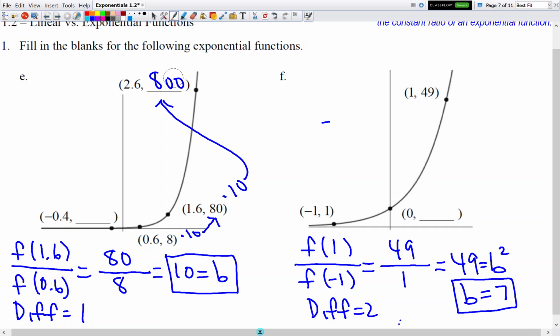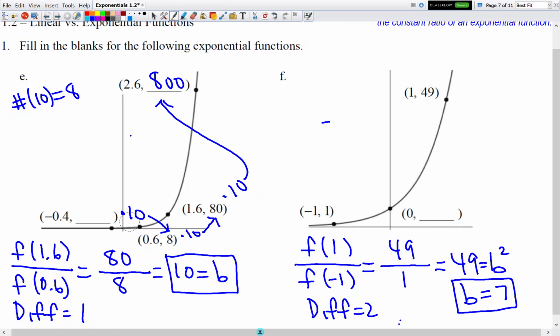Okay, the part that you guys don't like is when I have to go backwards. So we don't know this number right here. But we know that if I multiply by 10, we're going to get 8. So number that we don't know times 10 equals 8. Let's write that out as an algebra equation. Number times 10 equals 8. Isn't that what we have here? 8 times 10 equals 80. 80 times 10 equals 800.